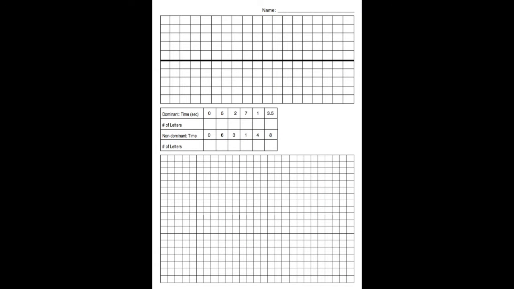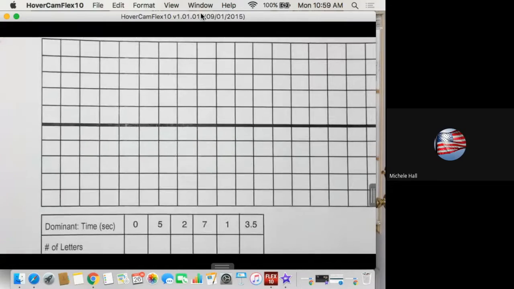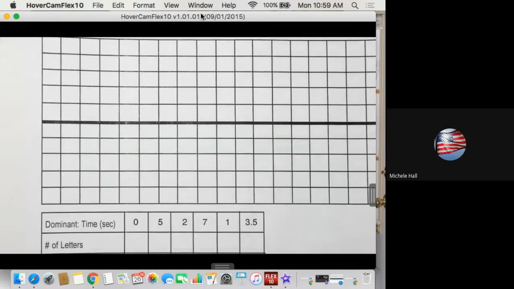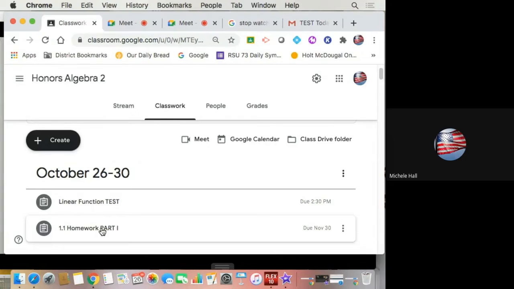If you can't have this paper in front of you right now, if you don't have this paper printed off, you can just do the first part of this exercise on a piece of paper and then use your data. You can use your notes, yes.